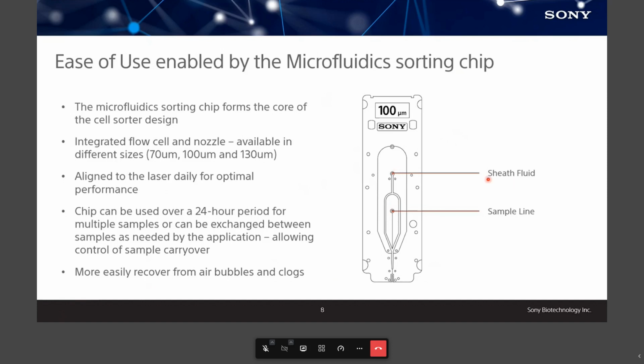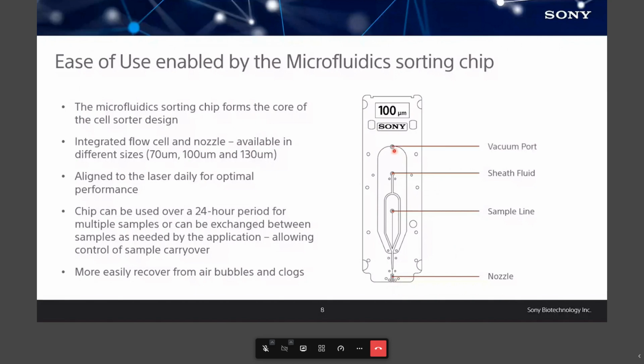One more port up is where our sheath fluid is injected. It will flow into here and flow down both sides of these microfluidics channels and meet in the center. At the very bottom is the nozzle. So this chip will actually be vibrated with a piezoelectric transducer, which will form our individual droplets.